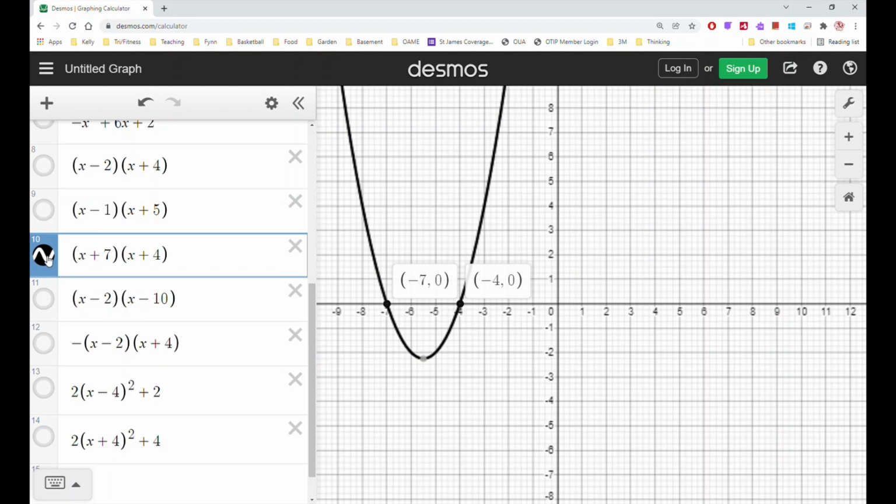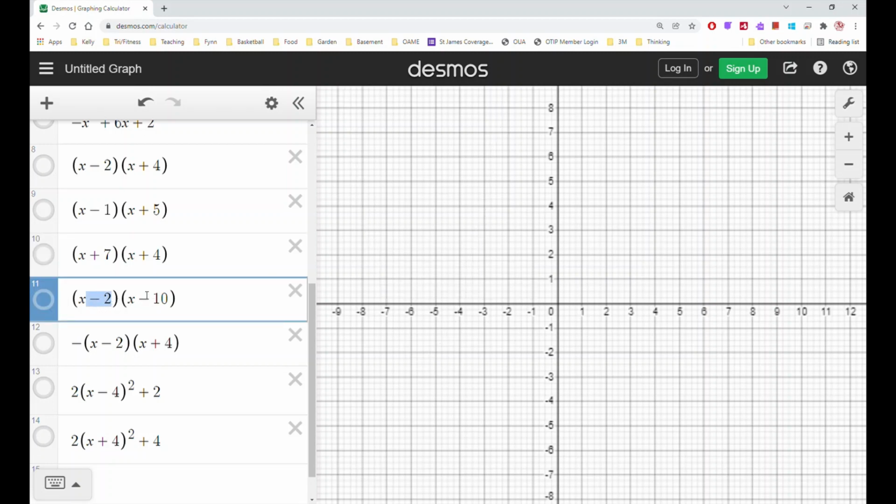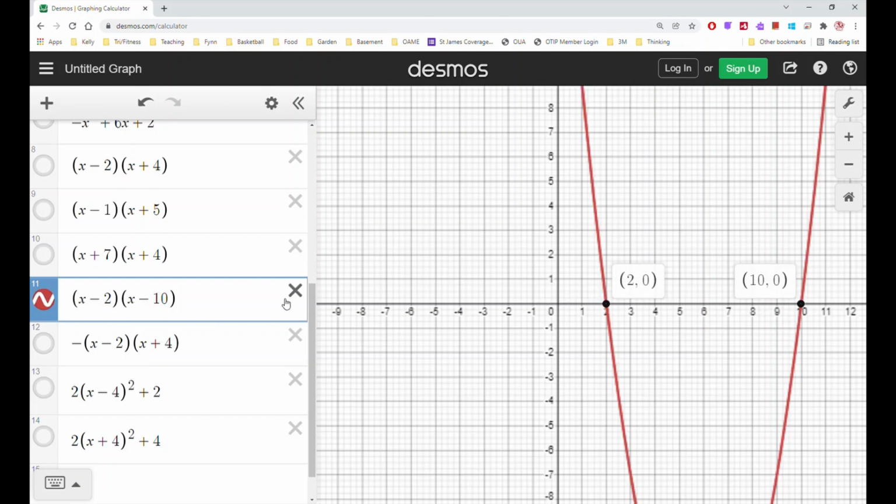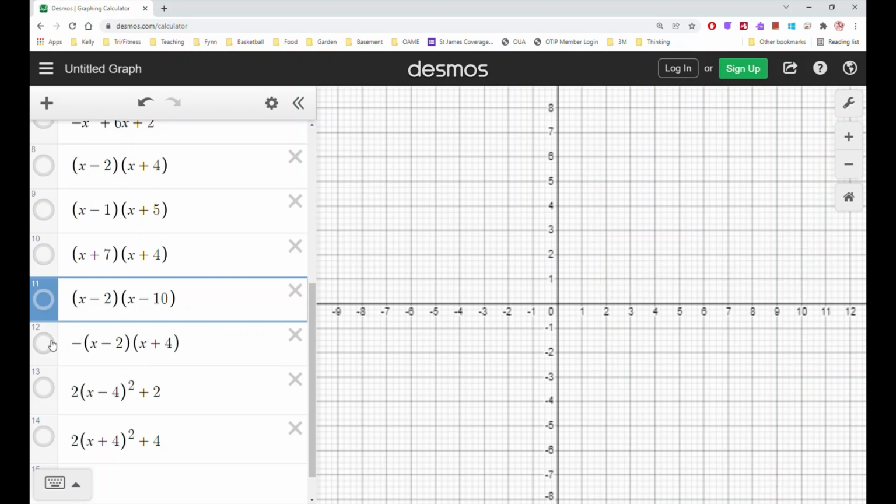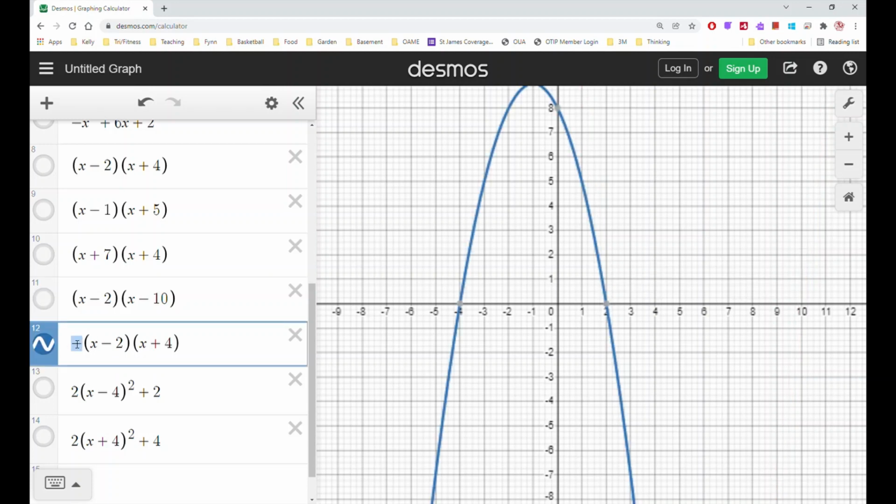This one here, it has a negative 2 and a negative 10. Think about where they're going to end up along the x-intercepts. Negative 2, negative 10 is going to end up with a positive 2 and a positive 10. And lastly, once again, if there's a negative in front, it opens down, where if it's a positive in front, it opens up. Positive opens up, negative opens down.